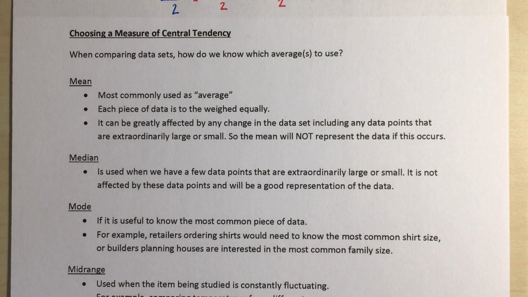Our mode is useful if we want to know the most common piece of our data. For example, retailers ordering shirts would want to know the most common shirt size, or builders planning houses are interested in the most common family size. Right? So if we're trying to appeal to a large group, we may want to consider the mode. The mid-range is used when the item being studied is constantly fluctuating, for example, comparing temperatures from different areas. So that would be a case where we would want to use our mid-range. Right, so we're going to go through one example on the next page where we're going to calculate all of these different averages and then do a little bit of comparison using the information listed here.